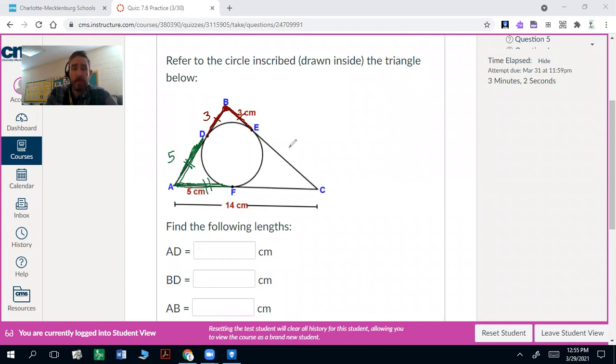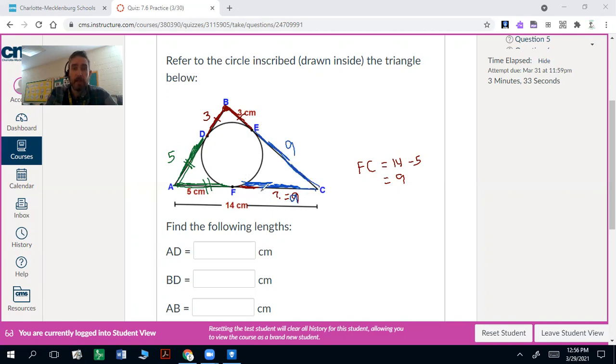And I don't have any information about these two. However, I have the entire length from A to C. So what I know is that this length here from F to C, that's going to be that 14 minus 5. I know that. So that's going to give you 9. And because I know that this is 9, let's use blue. Because I know that this is 9, then EC is also going to be 9.